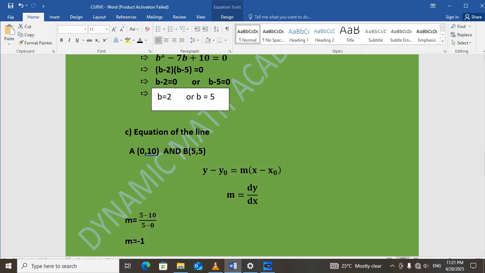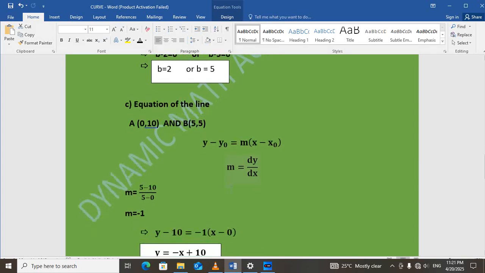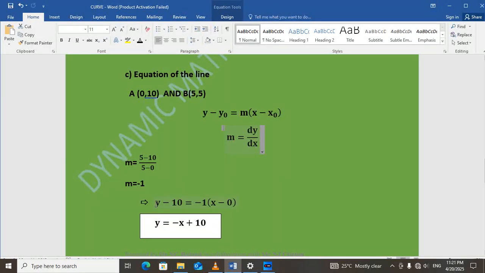If you do that, you are going to have the gradient of the line to be minus 1. So just substitute everything. You have y minus 10 is equal to negative 1 into x minus 0, because remember x0 is x1, that's equal to 0. Then the equation of the line will simply be y is equal to negative x plus 10. You can arrange it if you wish, but I would prefer to leave it like that.